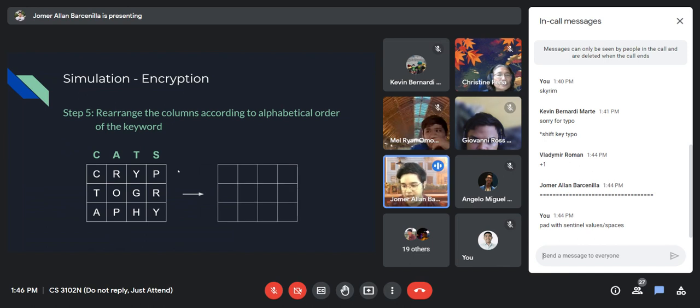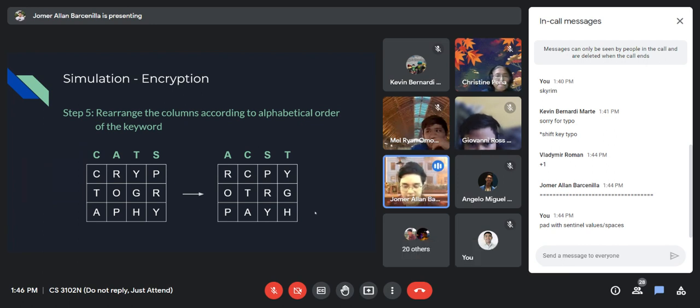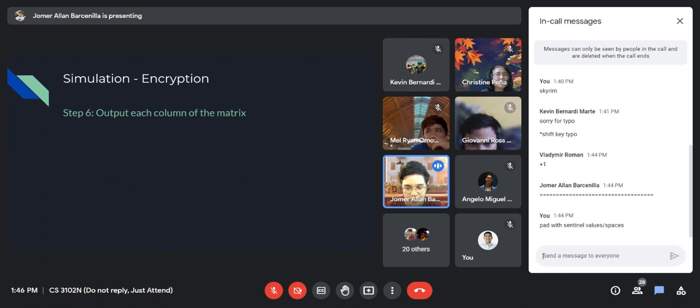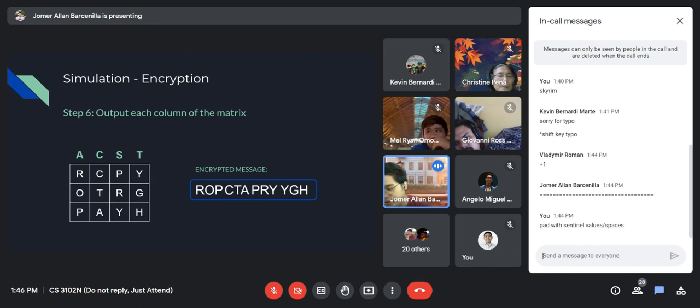So rearrange each column according to the alphabetical order of the keyword. Let's start with A, so ROP. Next is C, CPA. Next is S, TRY. And next is T, YGH. The last step of the encryption is output each column of the matrix. First is ROP, next is CPA, next is TRY, and next is YGH. So that is the encryption of the transposition cipher.